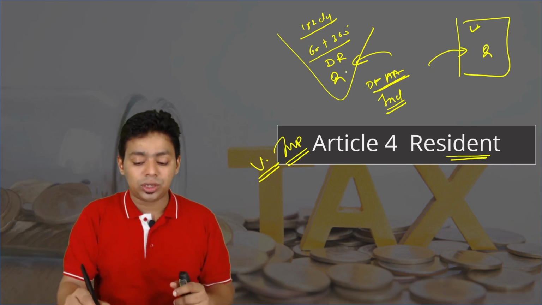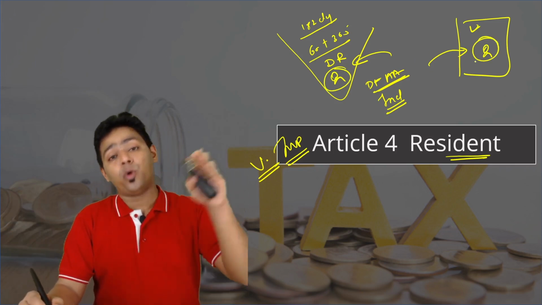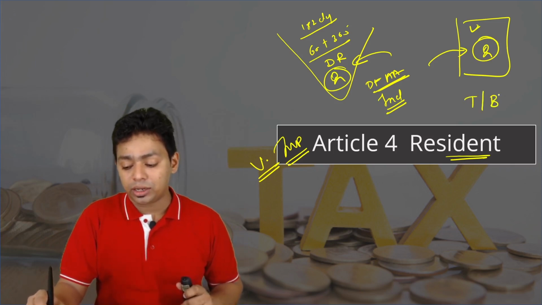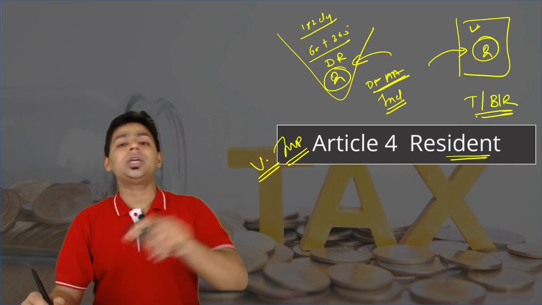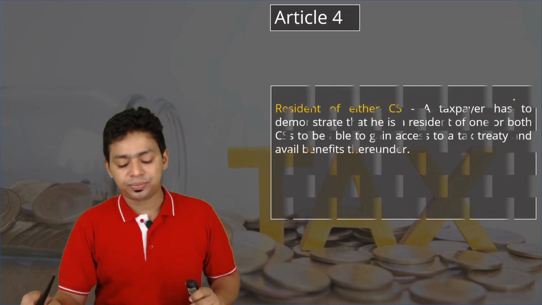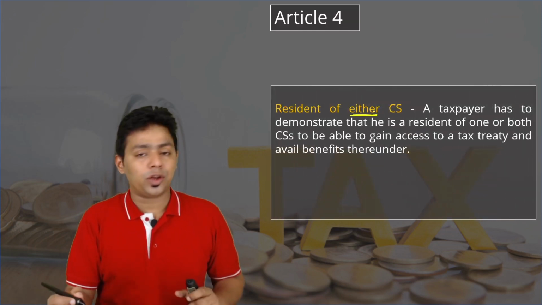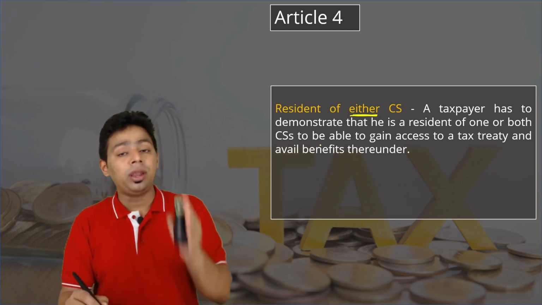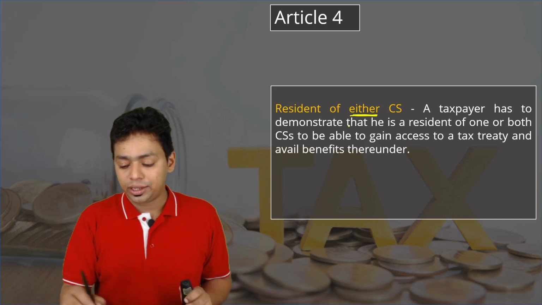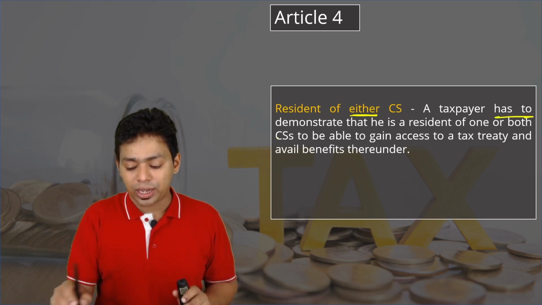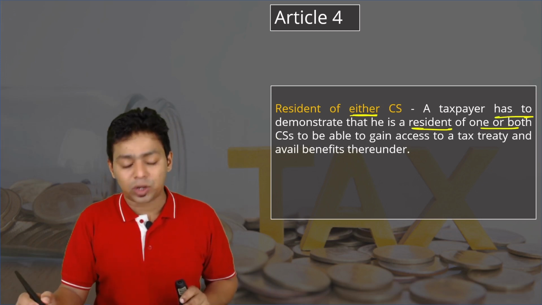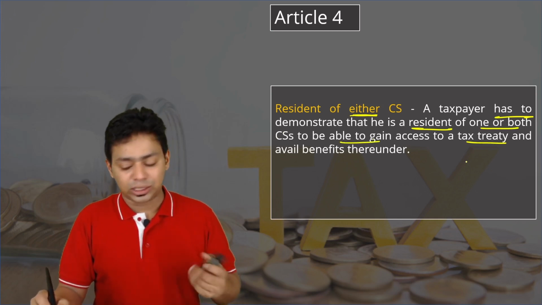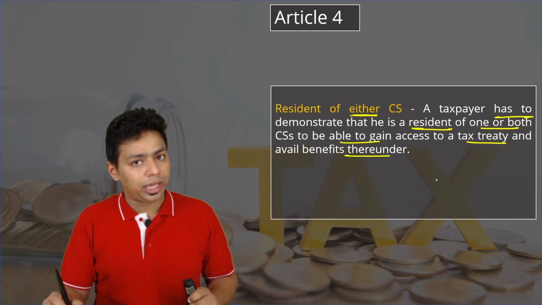But in my situation, the person is a resident in both the countries, sir. Then what do we have to do? So we have tiebreaker rules here. These rules are very important to understand and learn. Resident of either of the contracting states: obviously to take the benefit, he has to be a resident of one or both of the contracting states. A taxpayer has to demonstrate that he is a resident of one or both of the contracting states to be able to gain access to the tax treaty and avail the benefit thereunder.